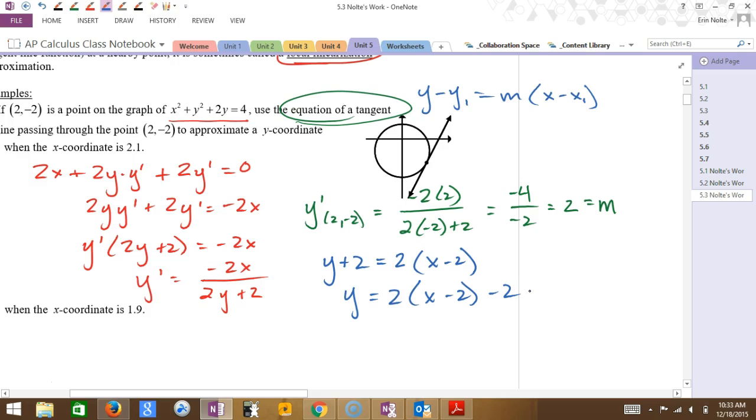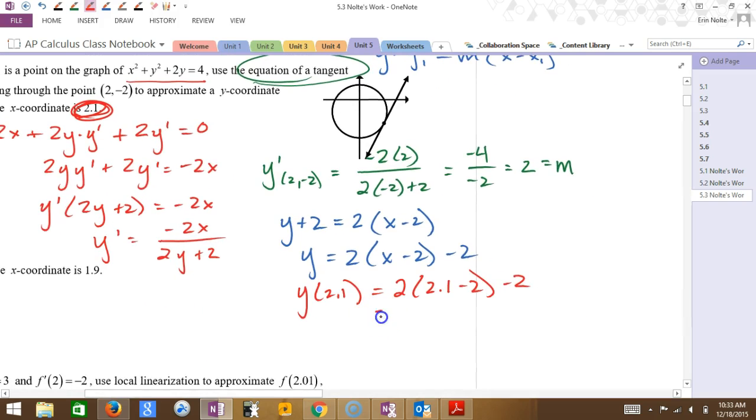All right, so now I'm going to estimate the value of y when the x coordinate is 2.1. So what am I going to do? Plug it in. I'm going to plug 2.1 into the x in this equation, and do this without a calculator. See if we can do that. So start on the inside. What's 2.1 minus 2? It is exactly 0.1. And then what's 2 times 0.1?